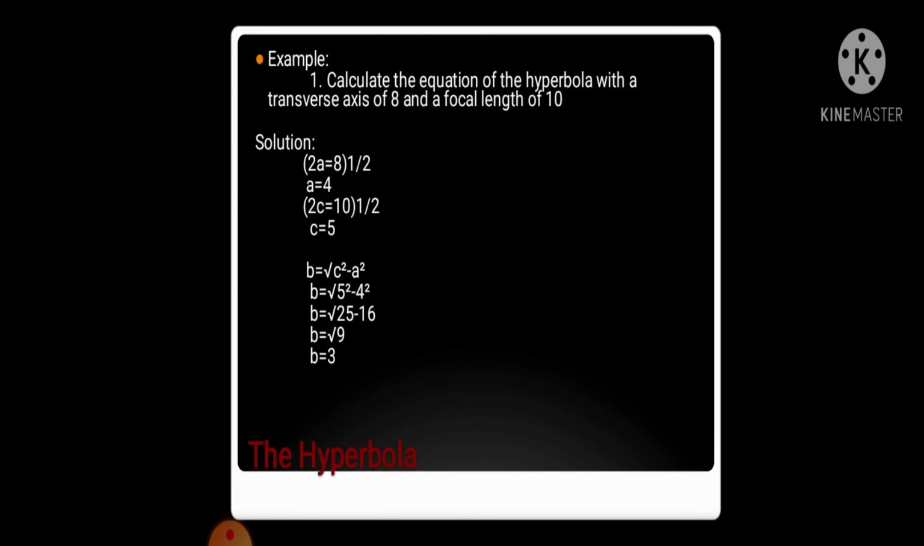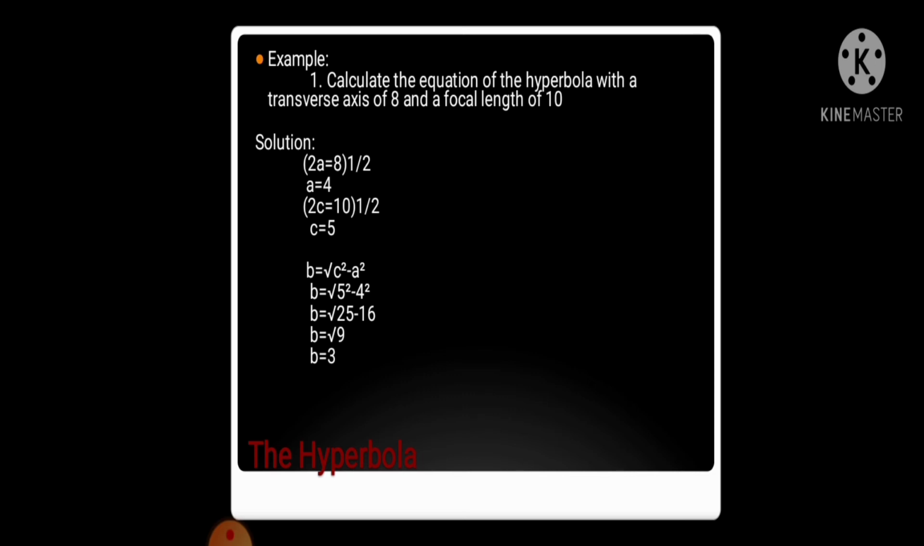For example, number 1. Calculate the equation of the hyperbola with a transverse axis of 8 and focal length of 10. Solution. So, 2a equals 8. So, divide both sides by 2. So, a equals 4. So, 2c equals 10, divided by 2. So, c equals 5. So, the corresponding value of a equals 4, and the corresponding value of c equals 5.